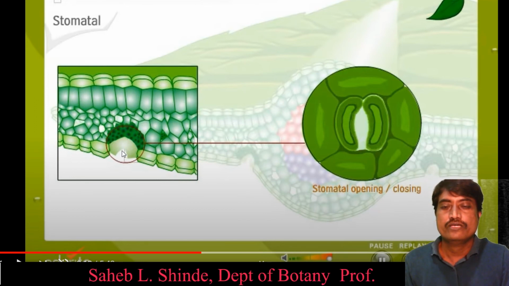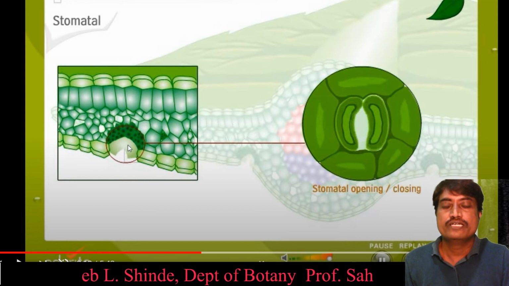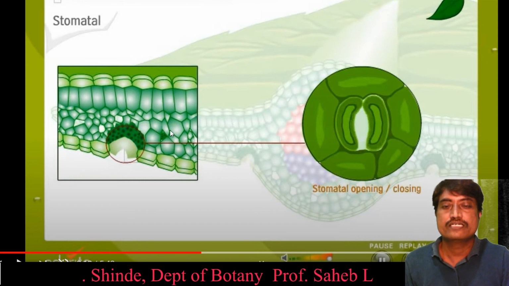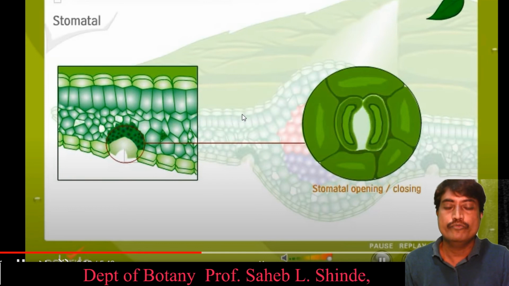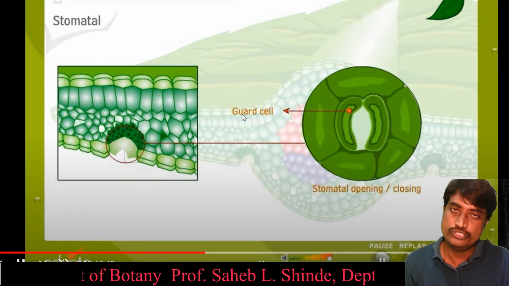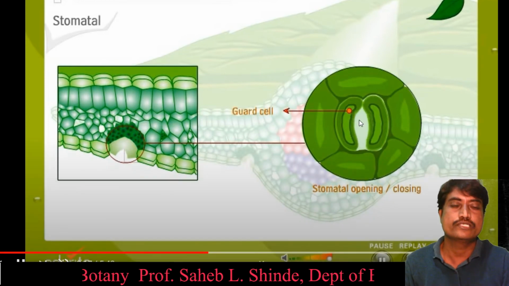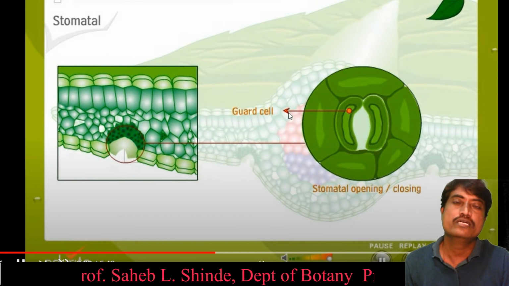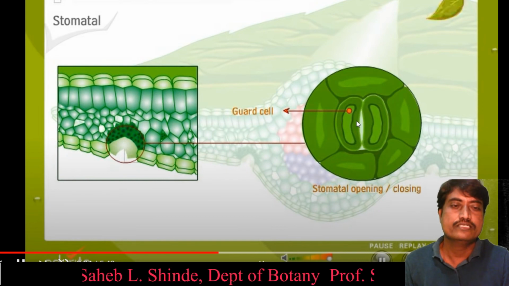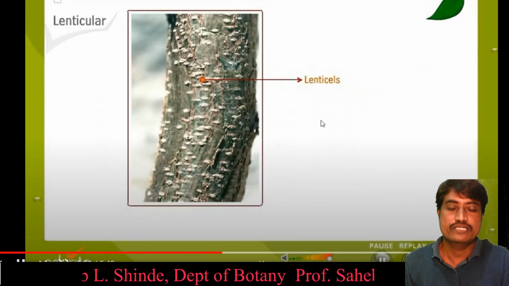Now this is a substomatal cavity, and these are mesophyll cells. The movement of water continuously occurs from one cell to the other cell, and finally it enters into the substomatal cavity of that stomata, and loss of water continuously occurs by the turgidity of cells.